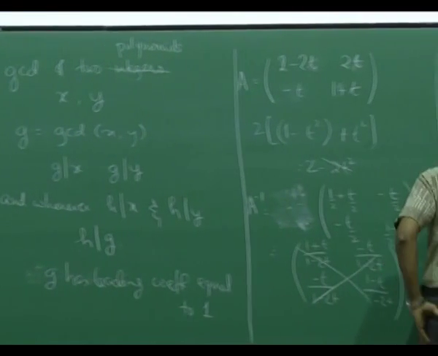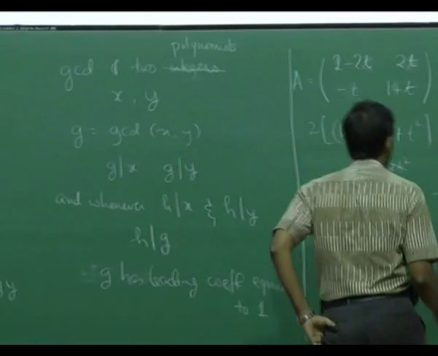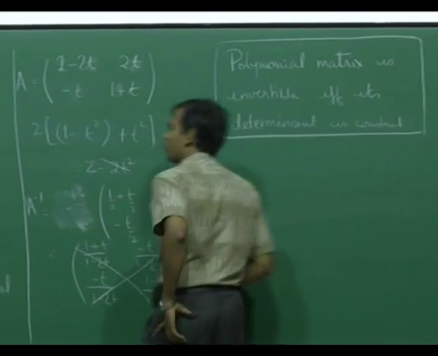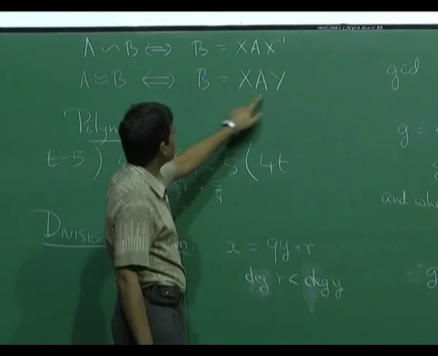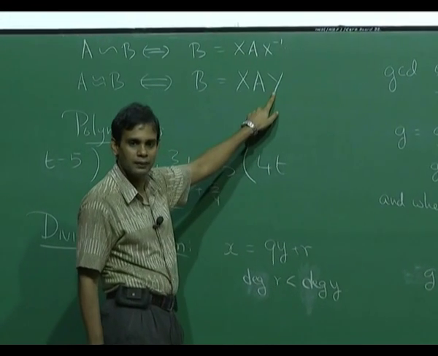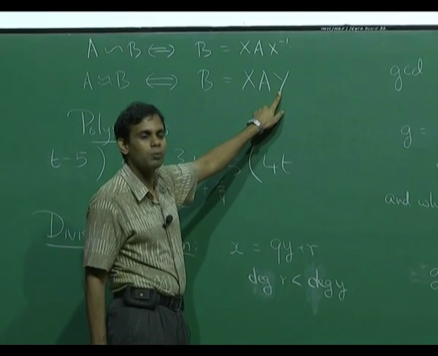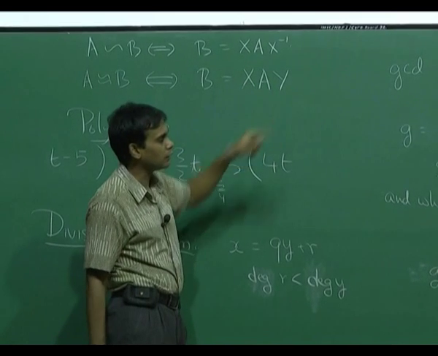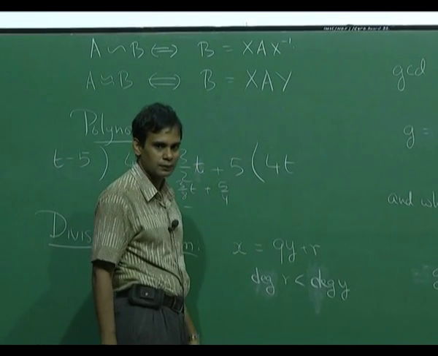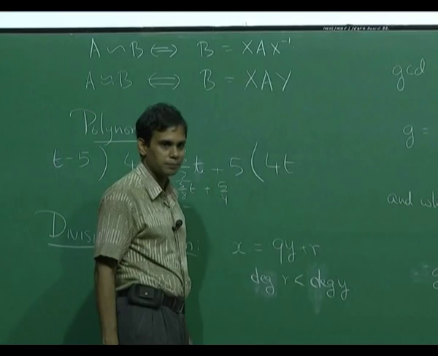So now if we take this definition of equivalence, then what we get is two polynomial matrices are equivalent if B is X A Y, where X and Y are invertible polynomial matrices. So it means that the determinant of X and the determinant of Y are constants. That's the thing.